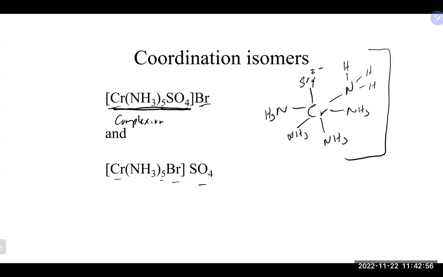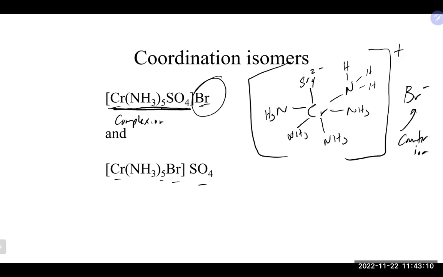And this overall complex ion has a +1 charge. In this case, it is the bromide that is acting as the counter ion. So in the first example, the bromide is not directly attached to the metal. It's not acting as a ligand in this particular case. It is acting as the counter ion to balance out the overall charge. And that's different than what we see down here.